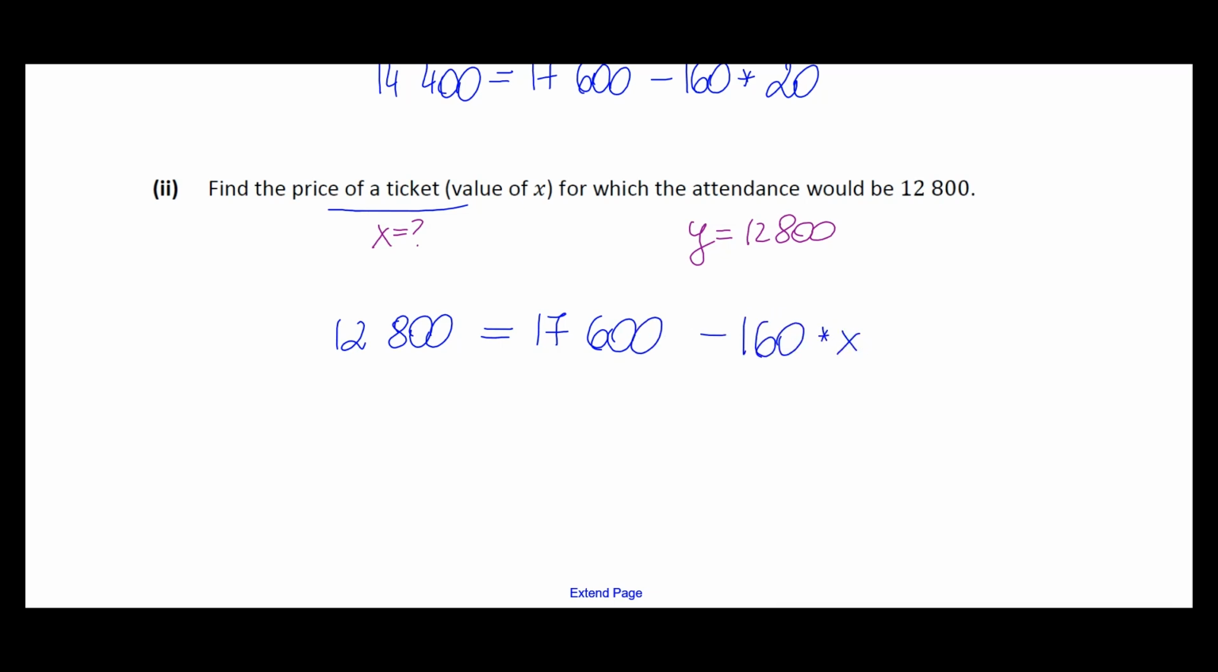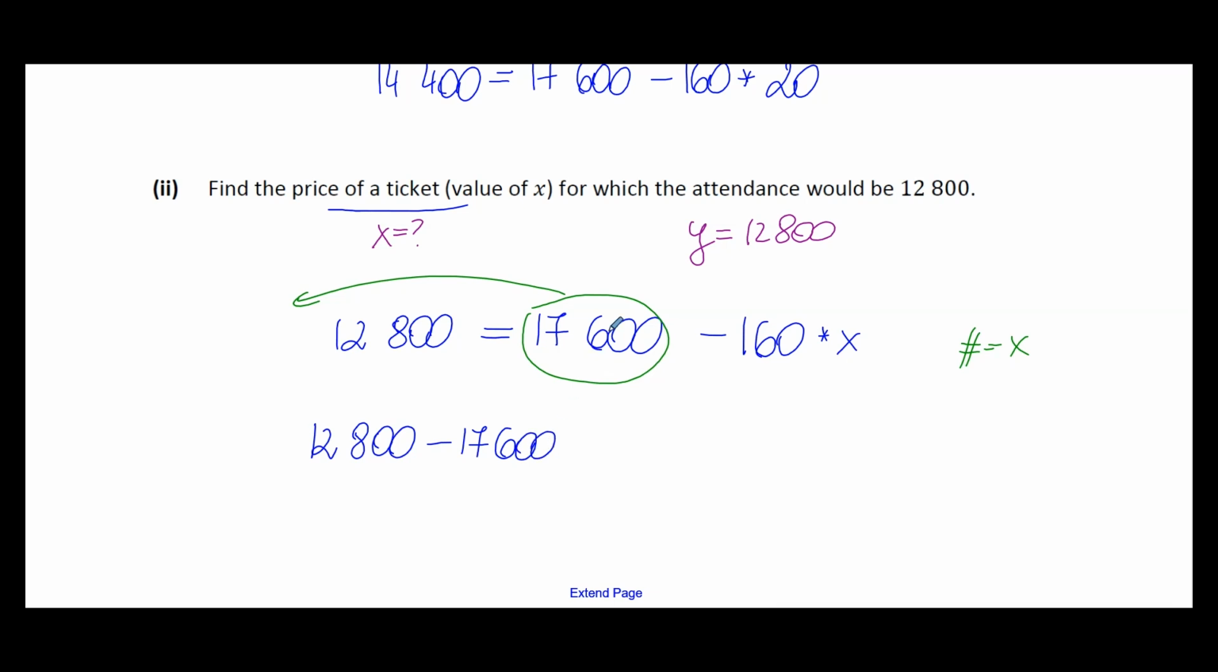Now, where am I going with this calculation? I want to have X on its own and a number on the other side. So what do we do? First, we take that number, we move it to the other side and change the sign. This side of the equation, I already have 12,800. When I'm moving a number from one side to the other side, what happens? It changes the sign to the opposite. So positive becomes negative. And I am therefore left with minus 160 multiplied by X.